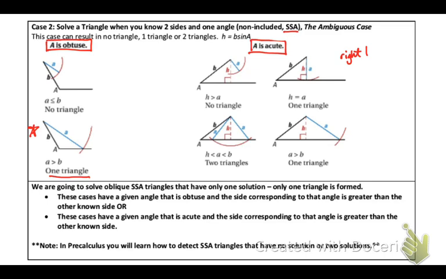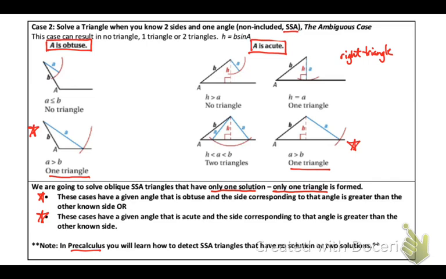Over on the right, if your known angle is acute, first looking at it, if you compare, there is a possibility that no triangle could be formed depending on the length of A. Or that one triangle would be formed if A would be the same length as the altitude in forming a right triangle. But what we're going to be solving are the situations where there's just one triangle formed. So if angle A, your known angle, is acute, and the side that pairs with it is greater than the second side, then you'll have one triangle.